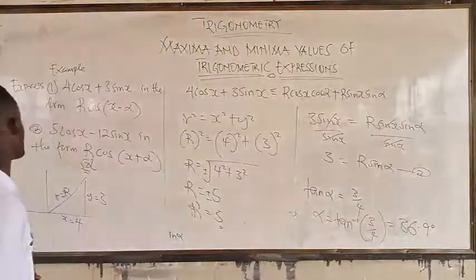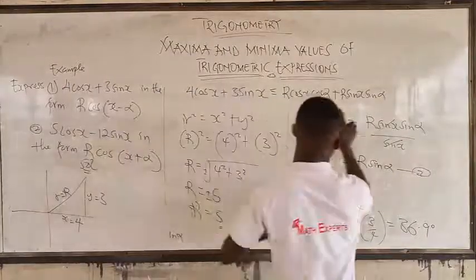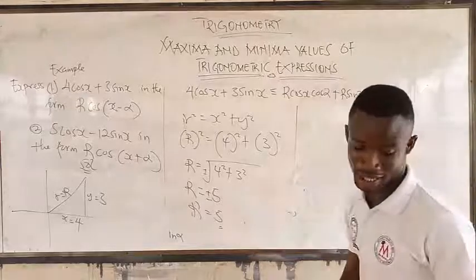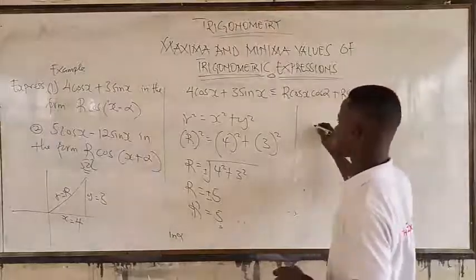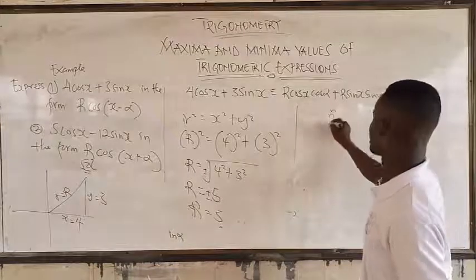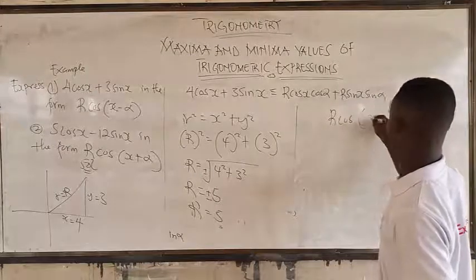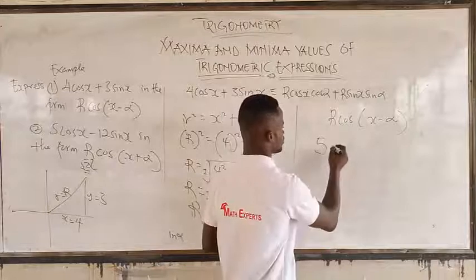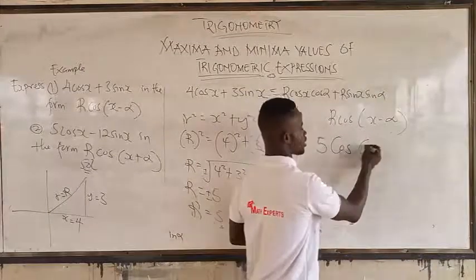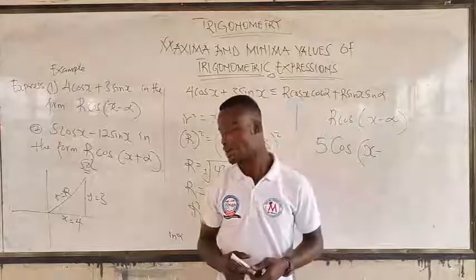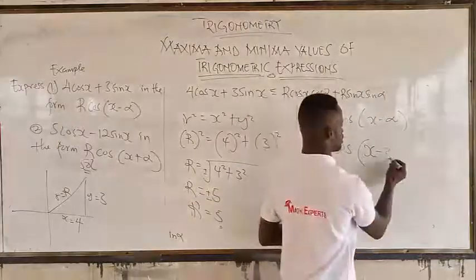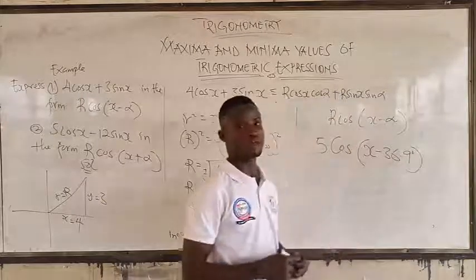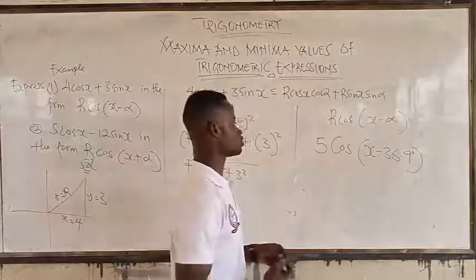So to write it in this form, let's go and do that. Because we know, I've filled up the alpha. So now we can write it that way. So what is r? r is 5 cos x minus, what is alpha? That is 36.9 degrees. You can also make it a whole number, 37 degrees. Very good. There you are. Correct.